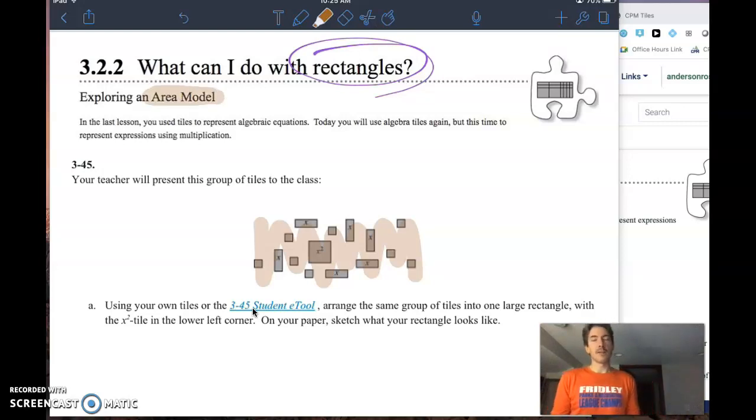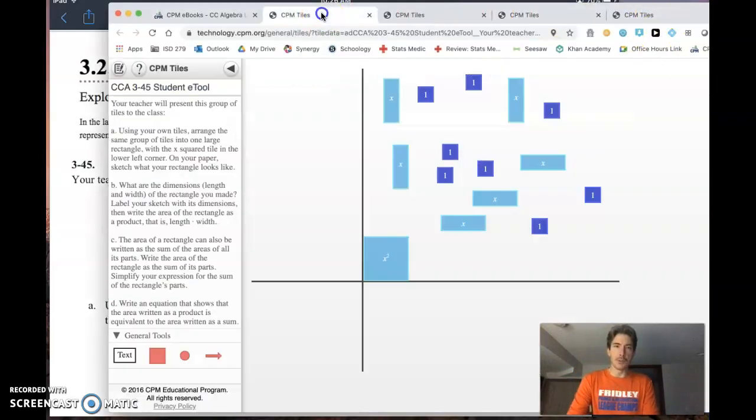Now, we've been working with area for a long time. We know that the area of a rectangle is the base times height, or the length times width. And doing so is going to allow us to investigate that rectangle both ways. That's the box we're hopefully going to have checked by the time we're done today. So if you click on this link, it'll bring up this e-tool, and the e-tool looks like this.